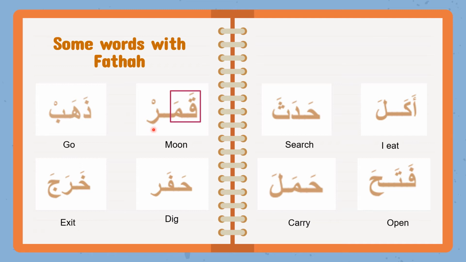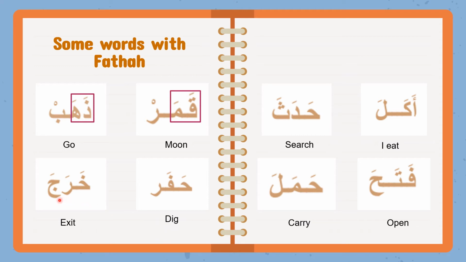Now let's look at the second word, dhahab. Dhahab, which means go. In this word as well, the first two letters have fatha, and they will be pronounced as dha and ha. And the letter ba has a sukoon, so it will be pronounced as b. Dhahab. The third word is hafar. Hafar, which means dig.